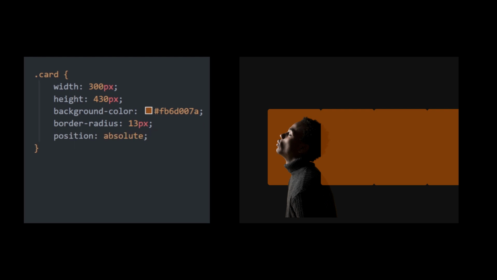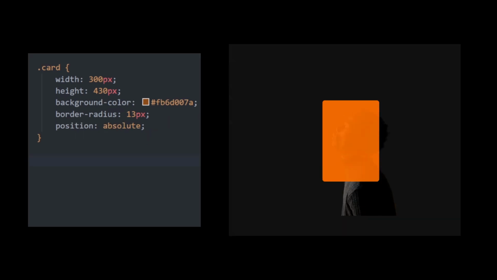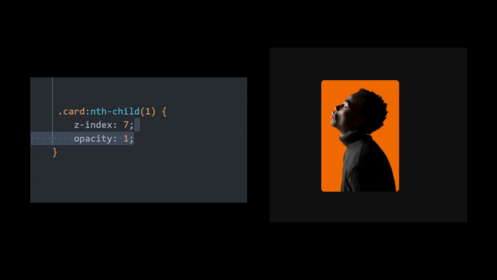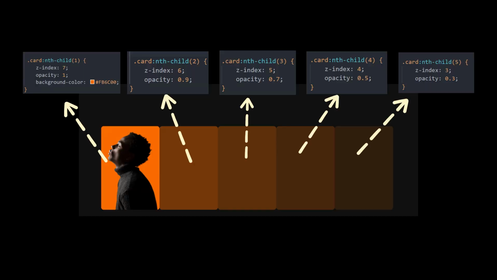Use position absolute to stack all cards on top of each other. Reduce the image size by setting width and height to 100% and border radius. To fix visibility of the image, target all cards using nth-child. Set the first card to z-index 7, opacity 1, and background color. Reduce the values for the other cards so they stay behind the first one.